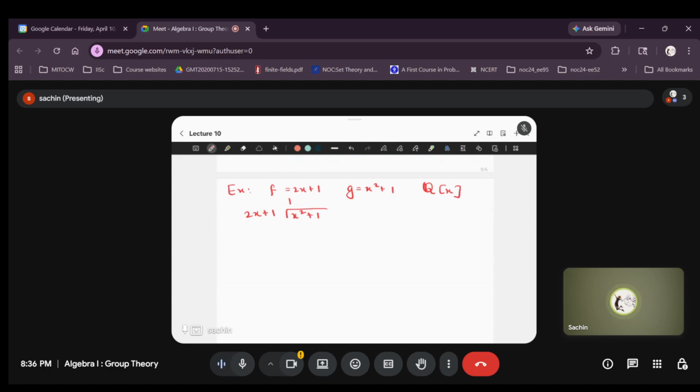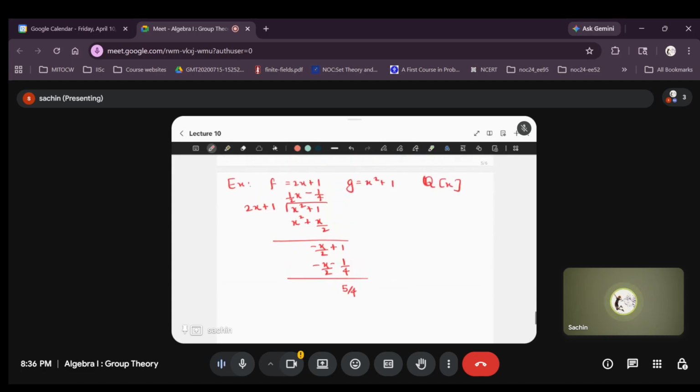Then you can multiply by half x to get x squared plus x by 2. To subtract, you'll get minus x by 2, bring down 1. Then you multiply by minus 1 by 4, you'll get minus x by 2 minus 1 by 4. And you again subtract, you'll get 5 by 4. Degree of 5 by 4 is 0, which is less than the degree of 2x plus 1, so we stop. So the remainder, if you divide x squared plus 1 by 2x plus 1, is 5 by 4.